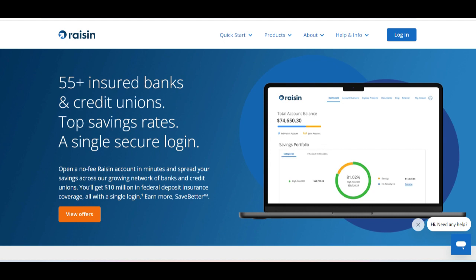Moreover, Raisin Savings Account provides customers with competitive interest rates on savings deposits, potentially higher than those offered by traditional banks. This enables customers to grow their savings more effectively over time, providing a valuable incentive to save through the platform. Additionally, the platform's user-friendly interface makes it easy for customers to open and manage their savings accounts.